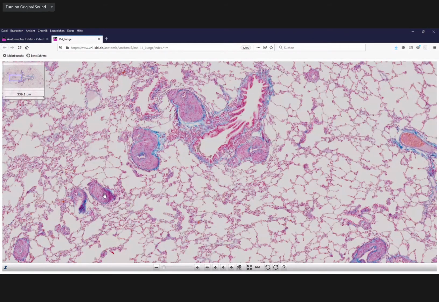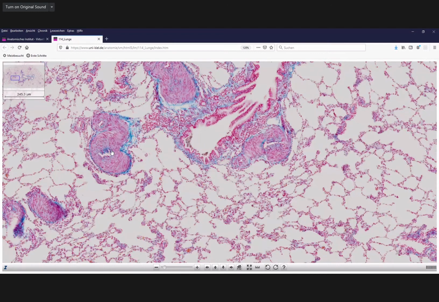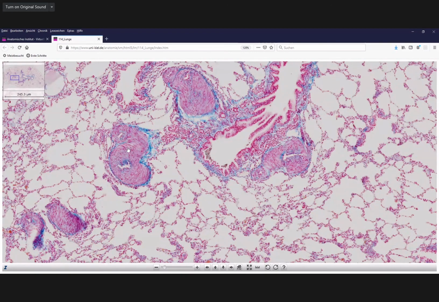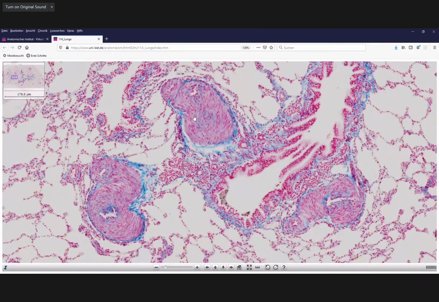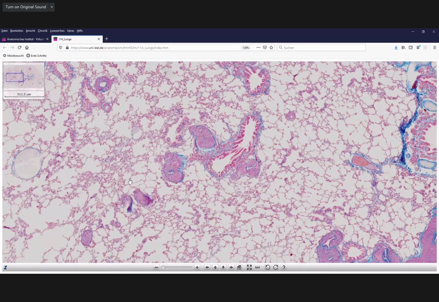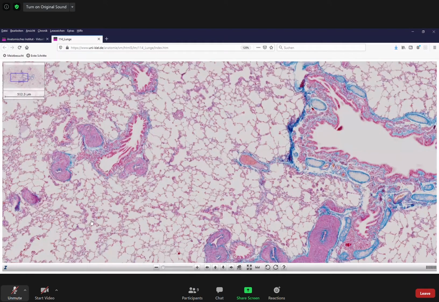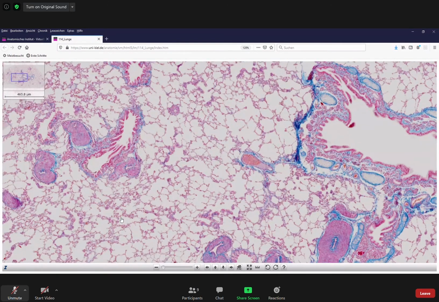By the way, these are blood vessels, but they are not normal. You can see they have a very, very thick media, and this is a pathological feature. This is not normal. So you should not focus too much on these because they don't look good. You should ignore those.